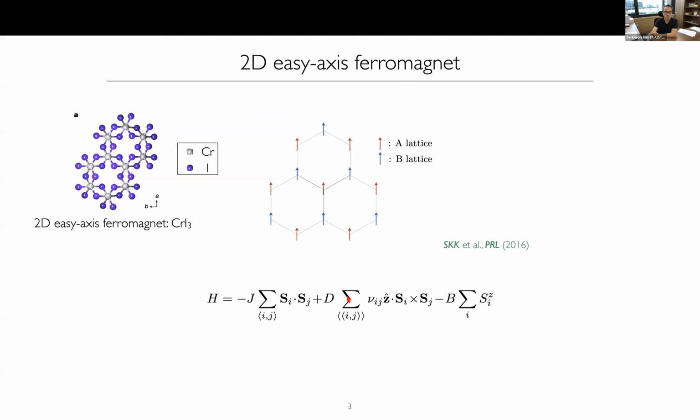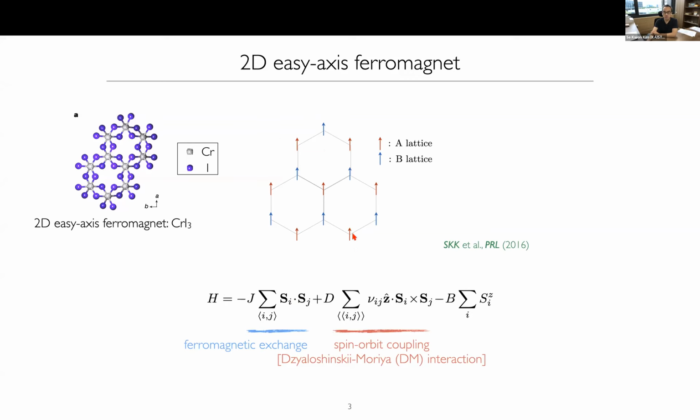Using crystal symmetry, we can write down the effective spin Hamiltonian for this honeycomb spin system. Here, Si is the spin at site i. The first term is the ferromagnetic exchange interaction between nearest neighbors, which is the strongest energy scale in the Hamiltonian. The second term is the spin-orbit coupling term between next-to-nearest neighbors.